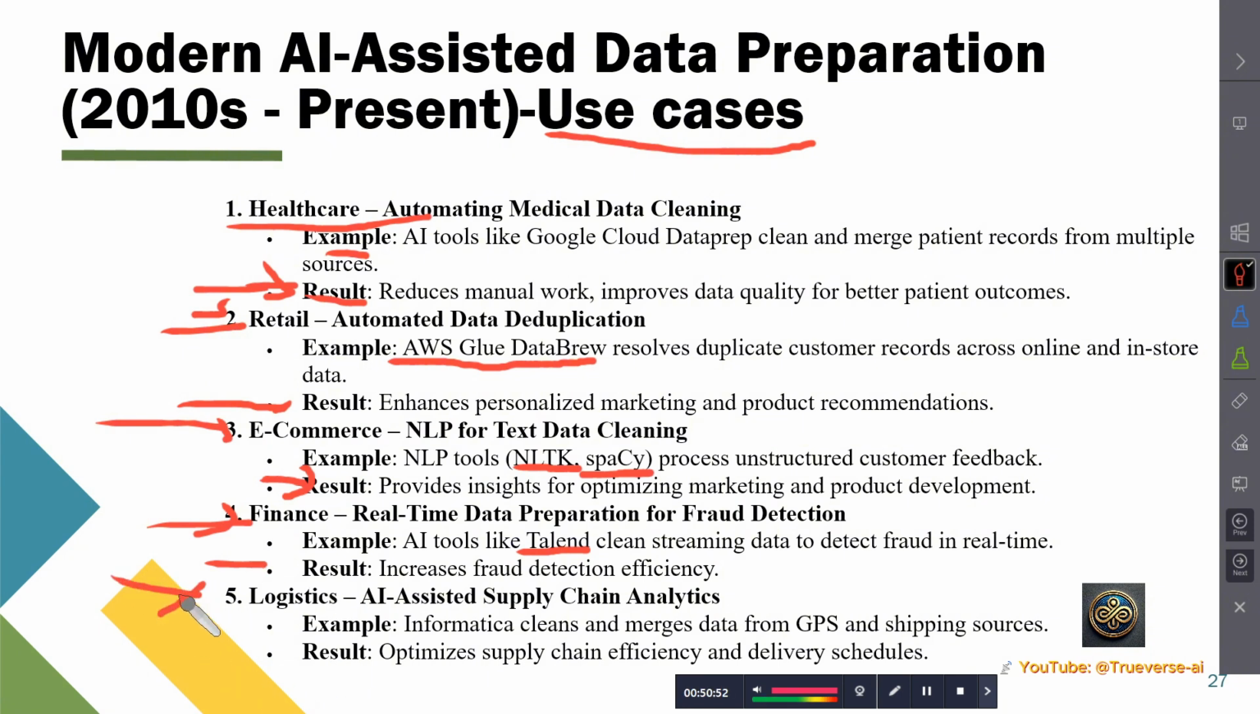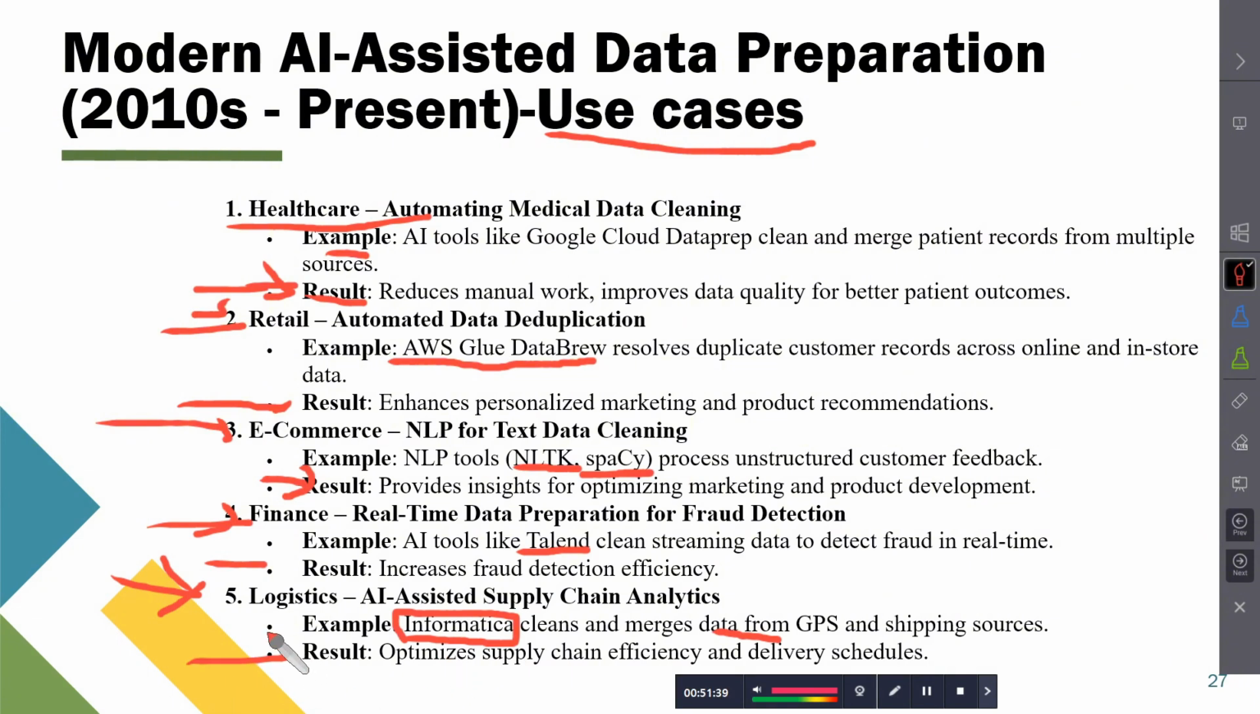And the last, logistics: AI-assisted data transformation for the supply chain. A logistics company can use many data sources, like GPS tracking, inventory levels, shipping schedules, all from multiple data sources. AI-assisted data preparation tools like Informatica, these are the tools, automatically merge and clean these data streams and transform them into a unified format suitable for machine learning.